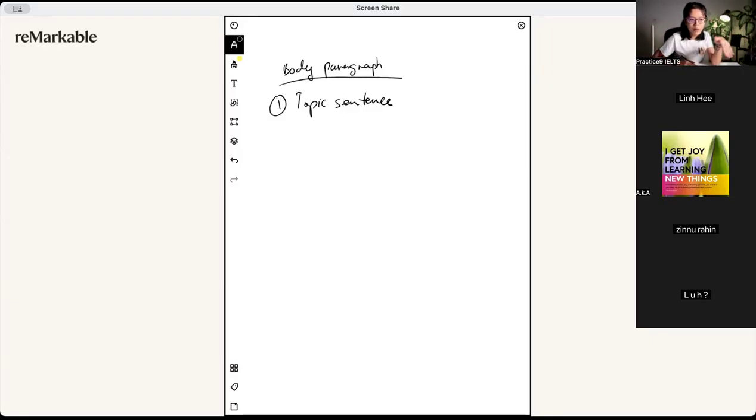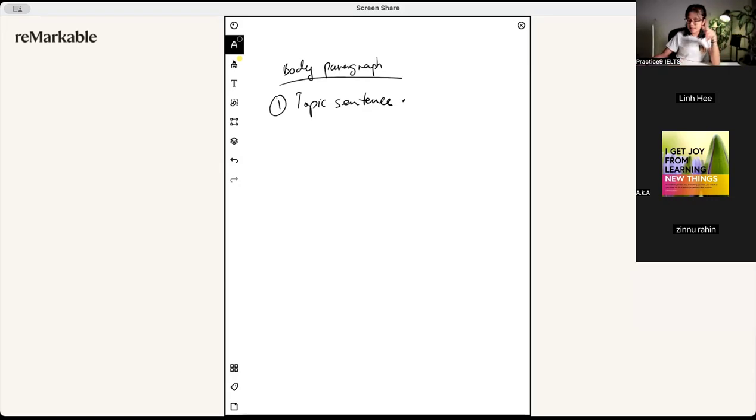So, we have a link. We will start with a statement, the topic sentence, and then examples to support it, and then explanation. I feel like you guys went to the same teacher.